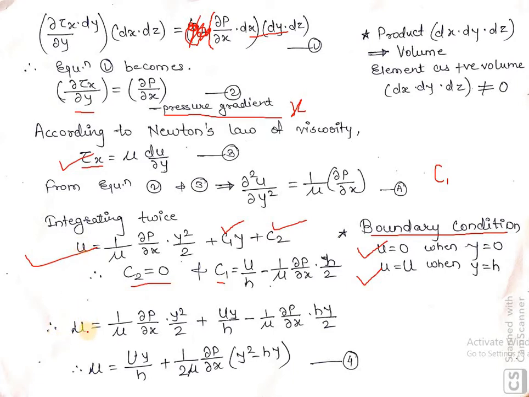So capital U equals 1 by mu, ∂p/∂x into y square by 2 plus the C1 value, and C2 is 0. So now again take common from these two terms. So this will give you an equation with mu taken common in between these two terms. So this is equation number 4 for the surface velocity in the x direction.